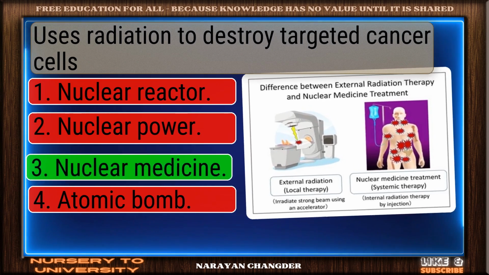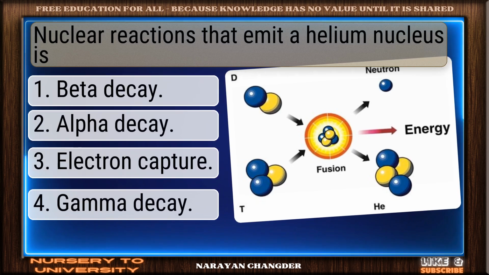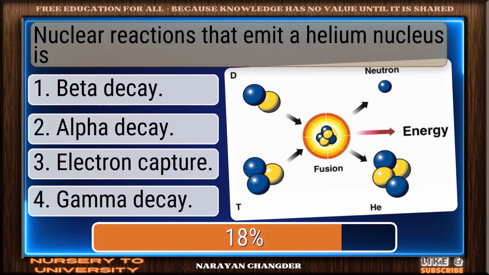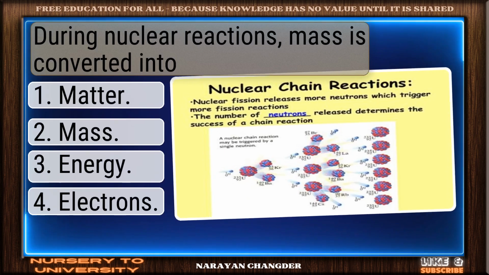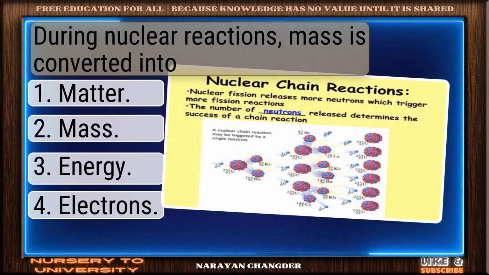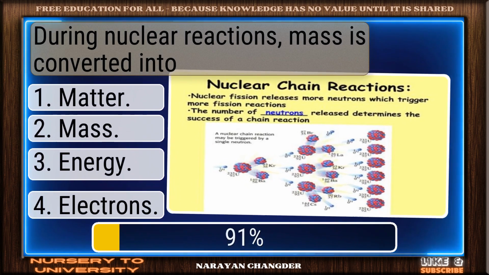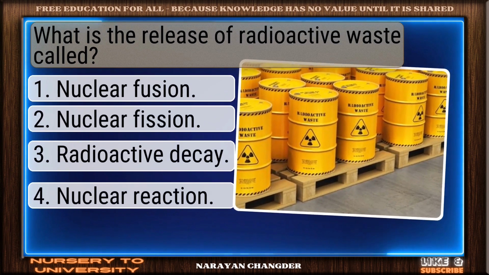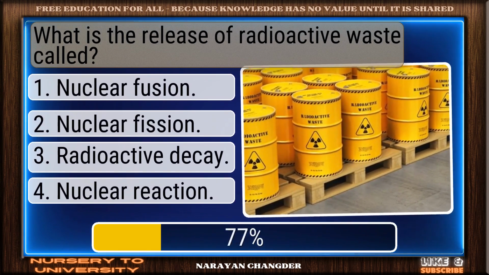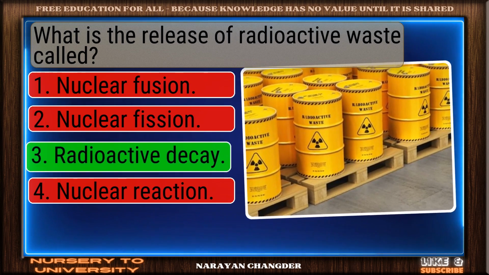Nuclear medicine. Nuclear reactions that emit a helium nucleus is... Alpha. During nuclear reactions, mass is converted into... Energy. What is the release of radioactive waste called? Radioactive decay.